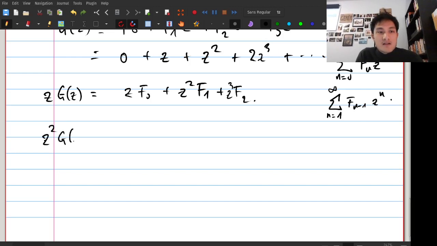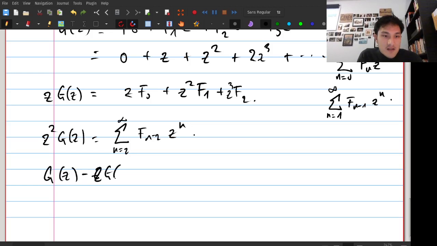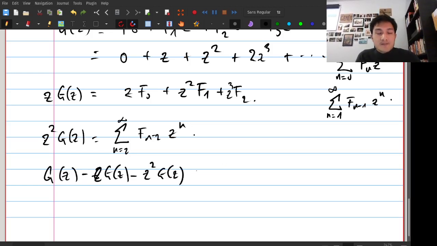And likewise, z squared g(z) is going to be the sum from n equals 2 to infinity of f_{n-2} z to the n. Okay, so what is g(z) minus z g(z) minus z squared g(z)? Well, if we write that all out, let's group the terms together. So we have f0 coming from the g(z) here, and then there's no constant term here, and there's no constant term here. Okay, so that's all the constant terms.